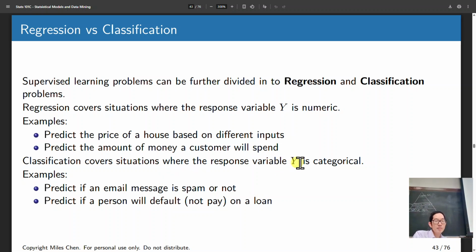Classification is where your response variable is categorical, okay? And here, it's either you got the classification correct or you got the classification wrong. There's not really a difference, okay? So these are things like, is the email message spam or not, okay? Or some other kind of classification. Something that doesn't really matter. Can you predict the color of a piece of candy or something, right? There's no practical application there.